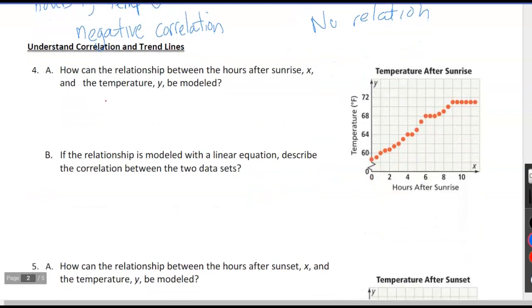So I don't like how A and B are written here. So I'm going to kind of just change up these directions. It says, how can the relationship X and Y be modeled? So I think what they're asking here, how can it be modeled? Well, it could be modeled like this. If I wanted to take a trend line, I could put one here and then draw a line through and cover as much of the data as I can and make sure I get that general direction. And we'll call that good. So it can be modeled like that.